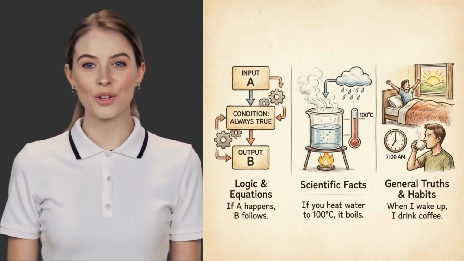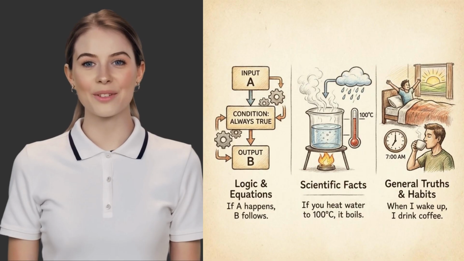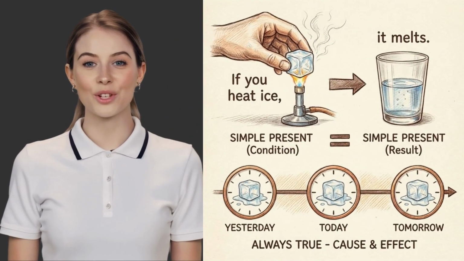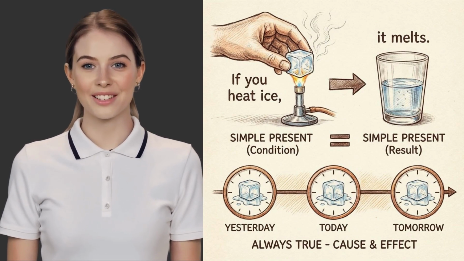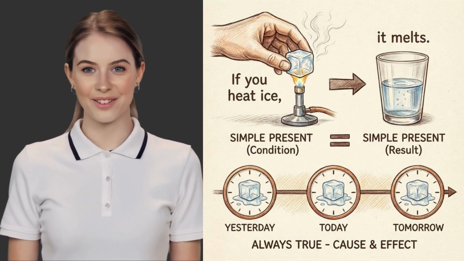It is the structure you use when you want to describe a guarantee, like how gravity works or what always happens to your body when you don't sleep. The structure is incredibly balanced because you use the simple present tense for both parts of the sentence. First, you have the condition, usually starting with if, and then you have the result. For example, you say, if you heat ice, it melts.